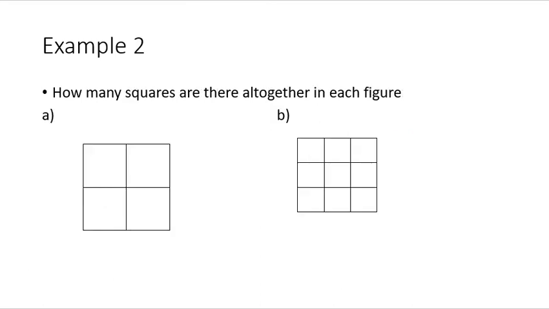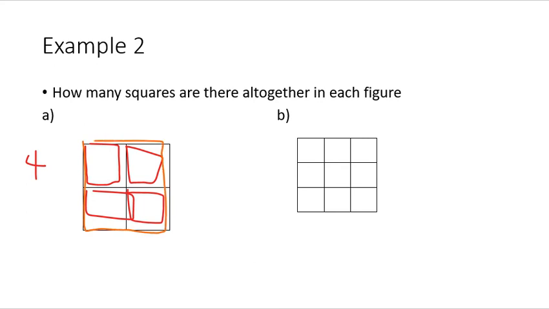Let's move on to example 2. How many squares are there altogether in each figure? Let's start off with A. So first we have to start off with these tiny squares here. We have 1, 2, 3, and then 4. So we have 4 of these red squares. And then let's choose orange. And then we have this big square here. We have one of these big squares. So then that leaves us with 4 plus 1 equal to 5 squares altogether.